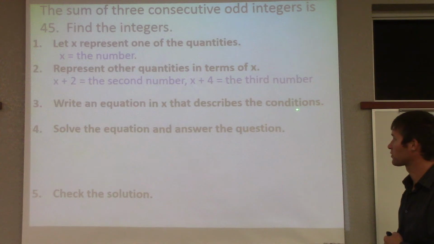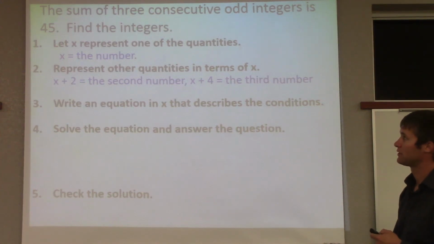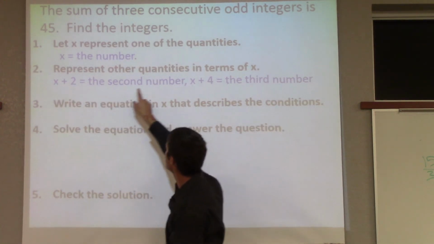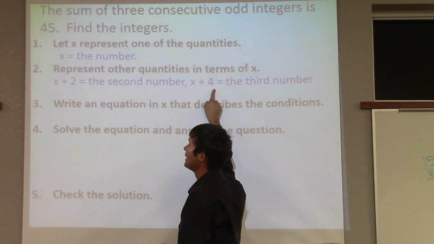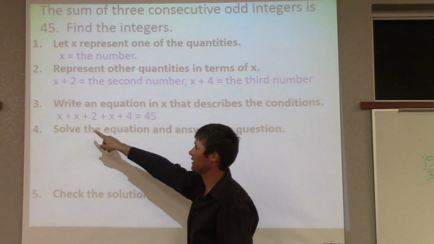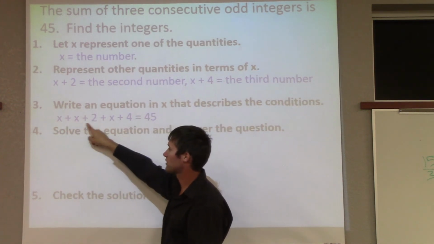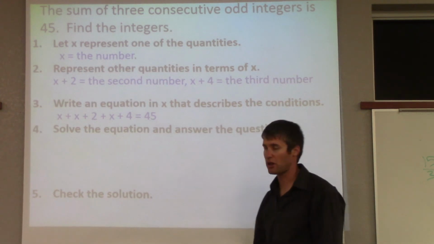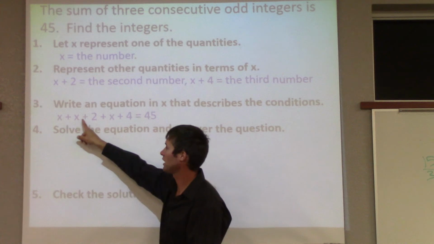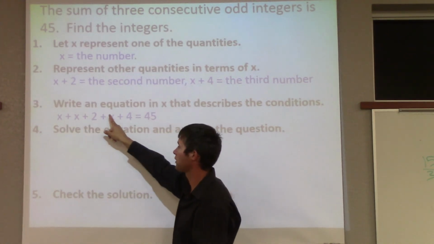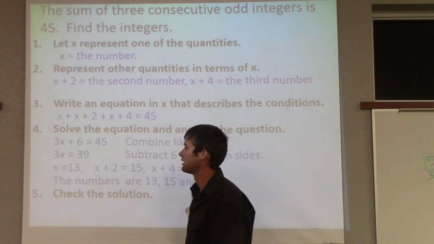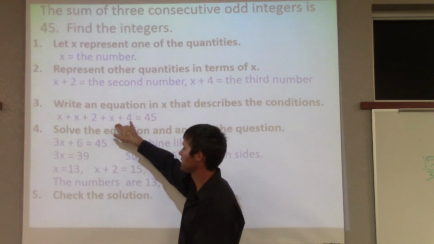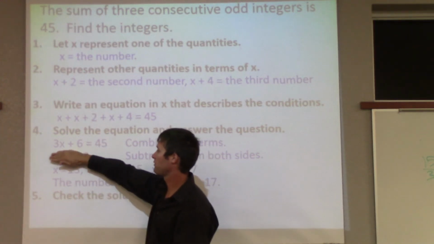Write an equation that describes the conditions. The sum means add them all together. So add x, x plus 2, and x plus 4 together, and that should be 45. So we go x, the first one, plus the second one, plus the third one, should equal 45. And now we solve this. We have x plus x plus x, or 1 plus 1 plus 1 is 3, so 3x plus 6, since 2 plus 4 is 6, equals 45.